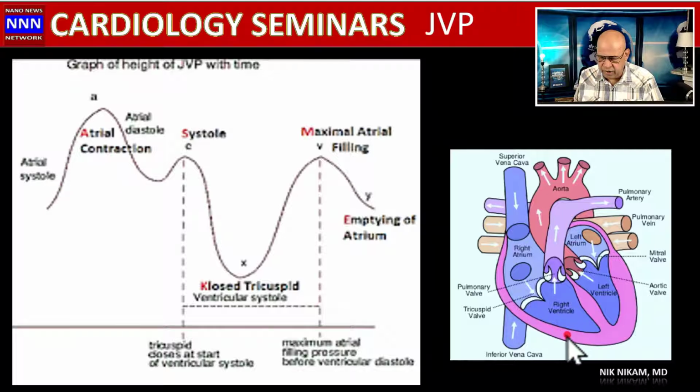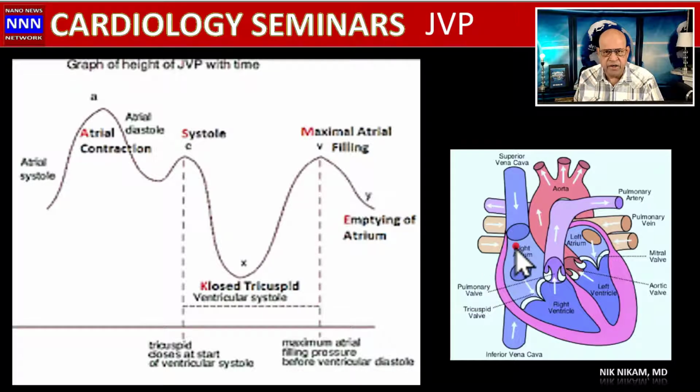As the right ventricular pressure increases and the tricuspid valve closes, it causes a little bump, which is known as the C wave. As the right atrium begins to relax, the chamber enlarges, causing a decrease in the right atrial pressure, creating an X descent. As the blood begins to move from the superior vena cava and the inferior vena cava into the right atrium, the pressure begins to rise, creating the V wave, which is related to the atrial filling.